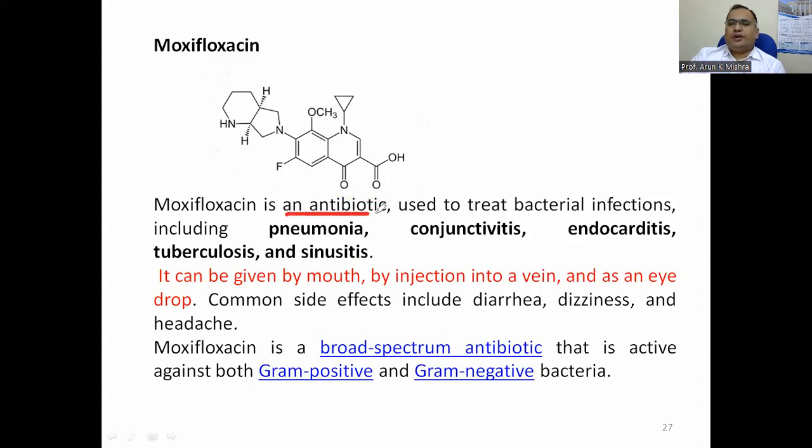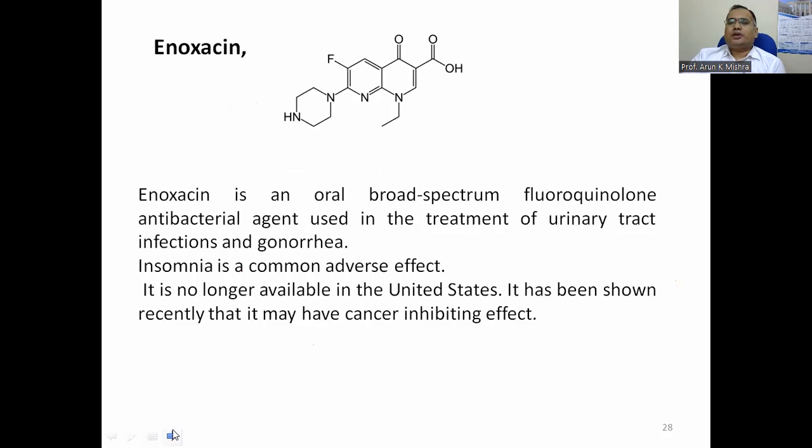This is the same kind of antibiotic and is used to treat bacterial infections, including pneumonia, conjunctivitis, endocarditis, tuberculosis, and sinusitis as well. Moxifloxacin can be given by the oral route and by the IV route, and it may also be used in the form of eye drops. It is one of the broad spectrum antibiotics. This word is important: broad spectrum antibiotic, and it is active against both gram-positive and gram-negative bacteria. If the word broad spectrum is being used, it is clear that it is active against both gram-positive and gram-negative bacteria.